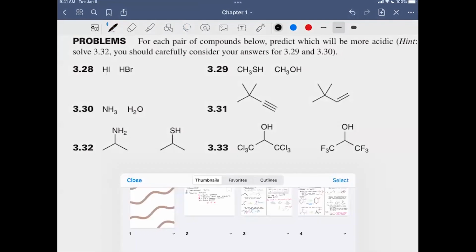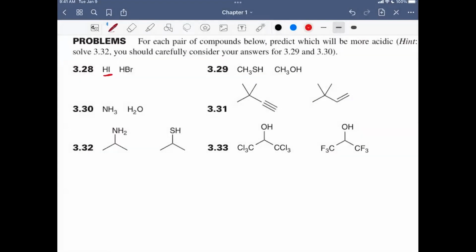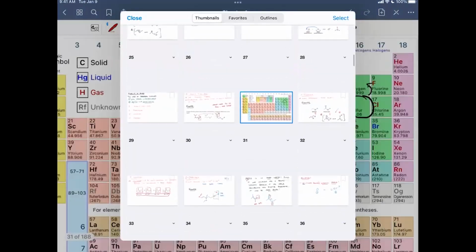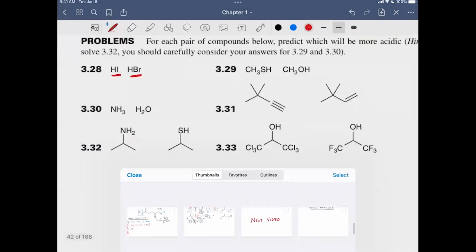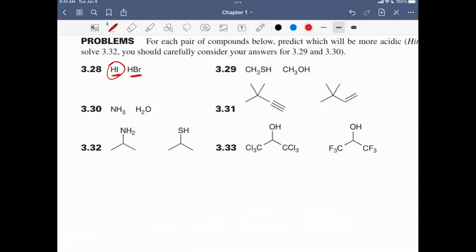So for this first one, I'm probably going to need a periodic table as well. We have iodine and bromine. Let me erase this. Iodine is bigger. It has more atomic size than bromine, so iodine would be the more acidic compound. This next one, sulfur, is bigger than oxygen on a periodic table. It has more atomic mass, so this one would be correct. Subsequently, we're still dealing with size. Oxygen is more electronegative, and it has more atomic size than nitrogen. So oxygen and water would be more acidic than NH3, though you don't really think about water being acidic.